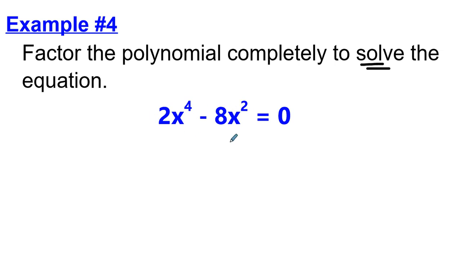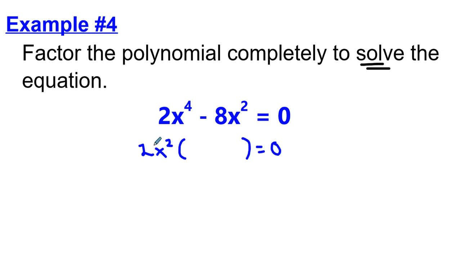So I'm thinking, yeah, I've got a greatest common factor. Both 8 and 2 are divisible by 2. And then I have an x to the fourth and an x squared, and both of those are divisible by an x squared. So 2x squared is my greatest common factor between those two terms. So what remains if I factor out a 2x squared?